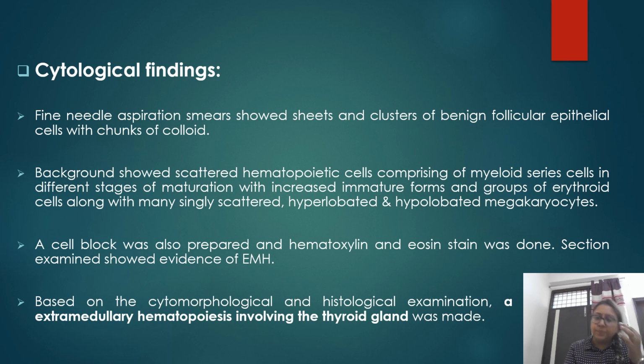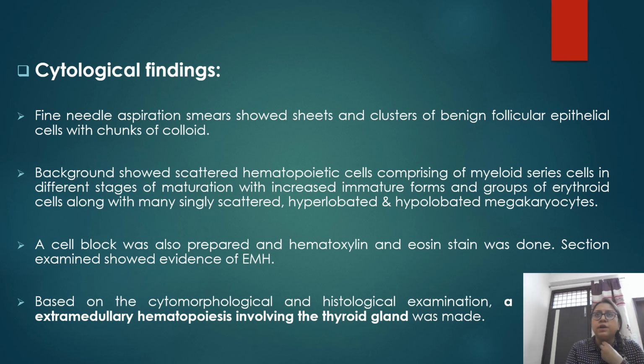So in it we found, from the sheet of thyroid swelling, we did FNA, and in it we found benign follicular epithelial cells, which is normal in the thyroid gland, and chunks of colloid. But in the background, what did we find? It was not just the benign follicular epithelial cells which steal the show. Here the important thing was the presence of numerous hematopoietic cells.